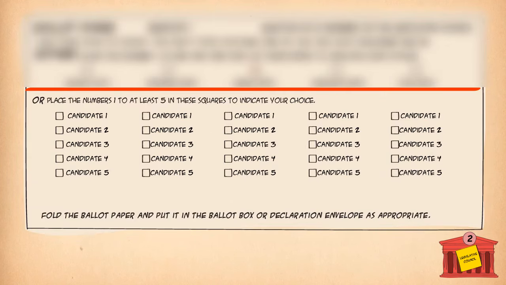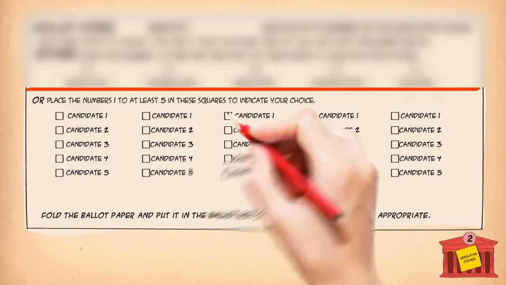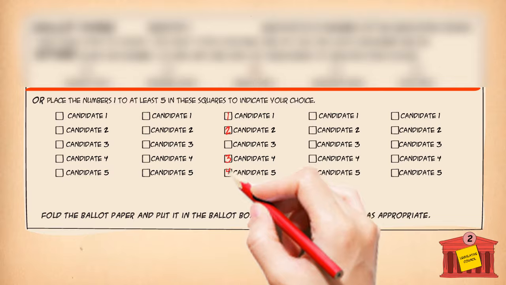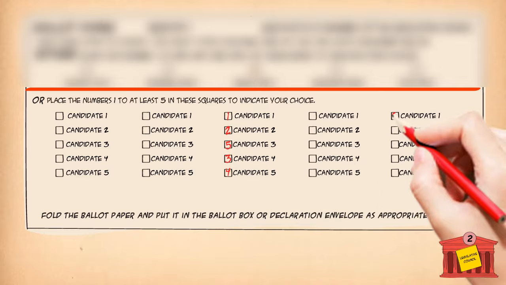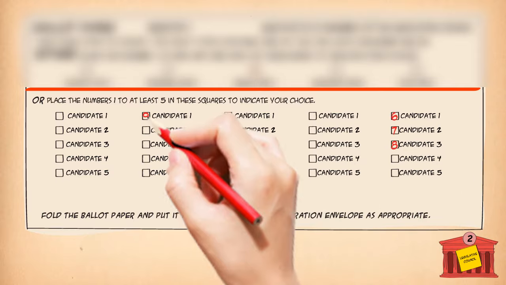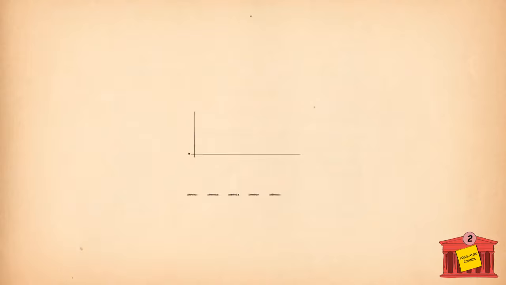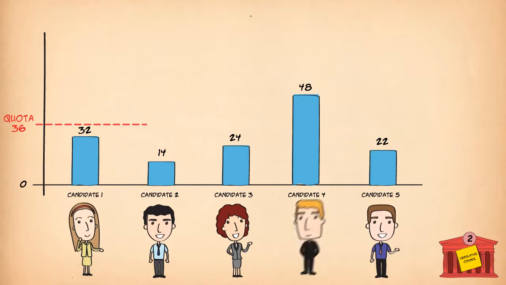If you vote below the line, you must number at least 5 boxes, starting with your first preference. This allows you to choose candidates in the order you prefer. You may choose to number more than 5. Some people number all the boxes. The order you number candidates is important and will impact on which candidates are elected.